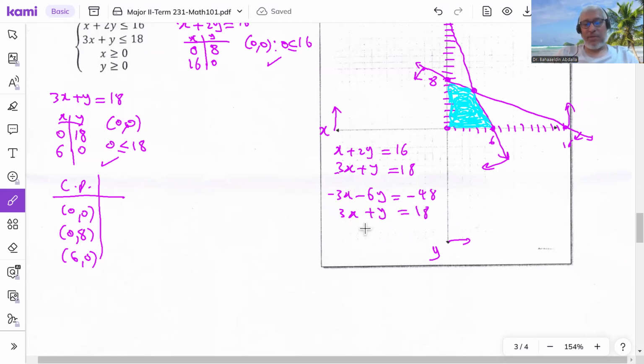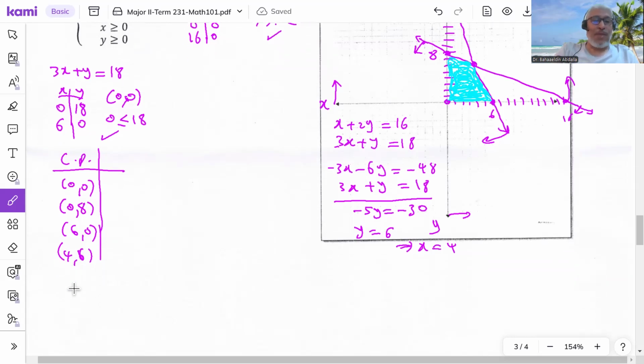Add, so these will cancel. -6y plus y, this is -5y, -48 plus 18, that's just -30. So y is -30 over -5, that's 6. If I put it here, 2 times 6 is 12, 16 minus 12 is 4, so x is 4. So the point is 4, 6. X is 4 and y is 6. Now what should I do?